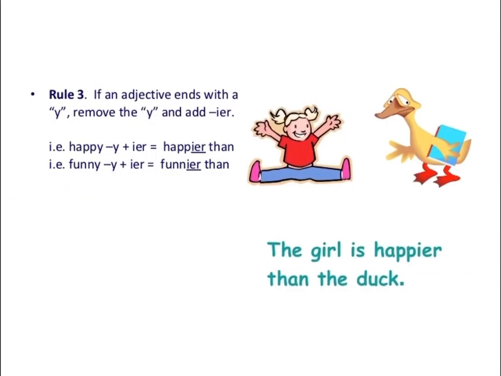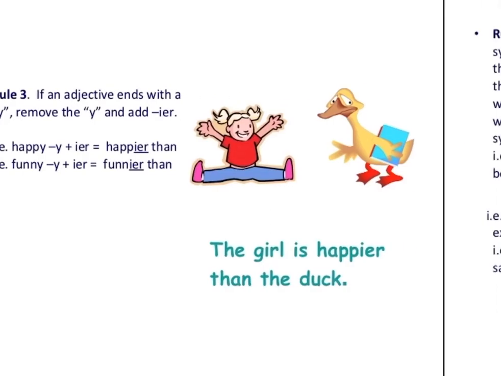Rule 3. If an adjective ends with a Y, remove the Y and add ier. Happy, happier. Funny, funnier. The girl is happier than the duck.